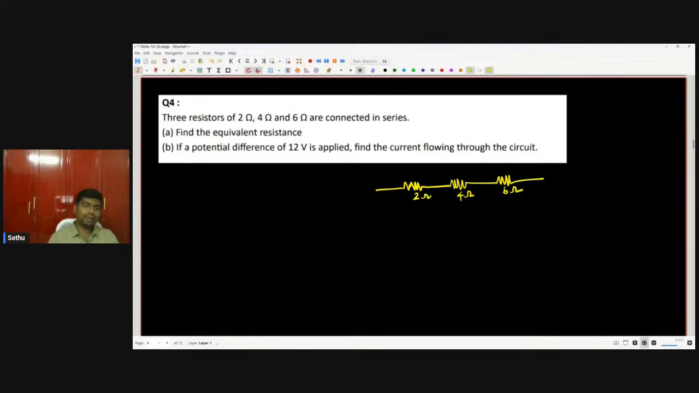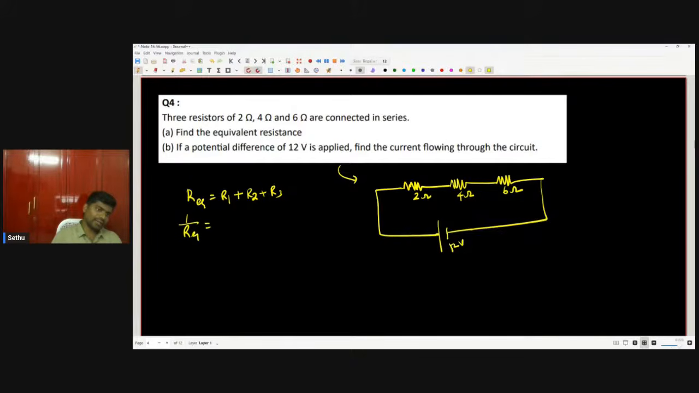Find the equivalent resistance. And the other thing they've asked is, if 12 volt is applied, what must be the current flowing through the circuit? From the given data, there is no way you could draw a different circuit because 2, 4 and 6 are all connected in series, and 12 volt is connected like this. How will you figure out the equivalent resistance? In series, R equivalent is nothing but R1 plus R2 plus R3. In parallel, 1 by R equivalent is equal to 1 by R1 plus 1 by R2 plus 1 by R3.